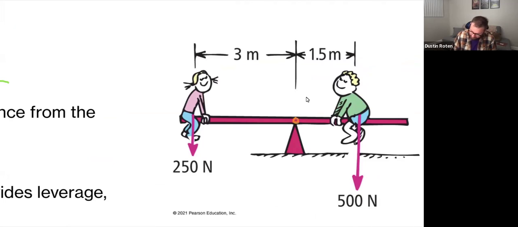Here's our axis of rotation because it's just a seesaw, teeter-totter, whatever you like to call it. So there's our axis of rotation, and we have one lever arm here, of 3 meters. We also have another lever arm over here because it just has to go to the force. So this is our second lever arm of 1.5 meters. So there's our R's, our lever arms.